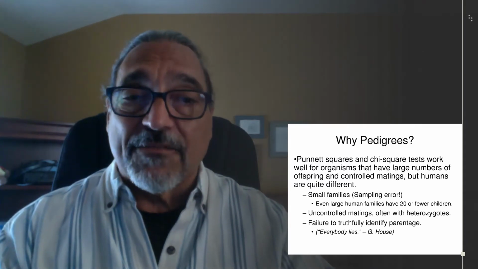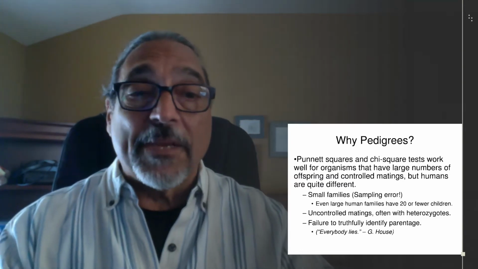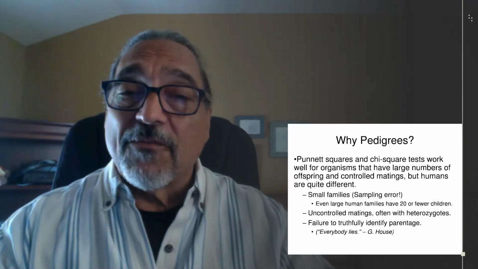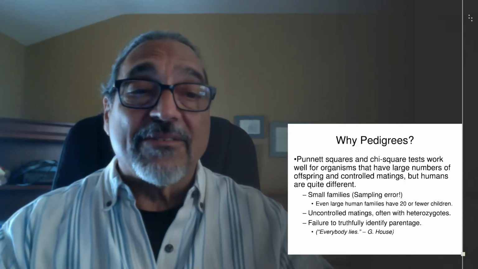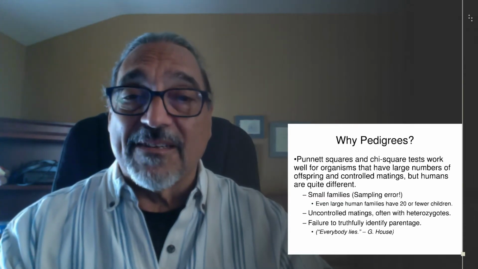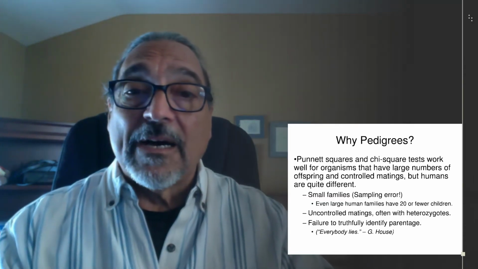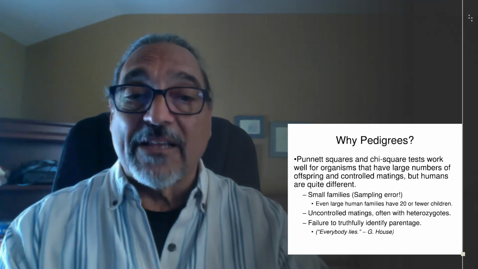And as you'll see, one of the issues with doing pedigrees is that there's a difficulty in truthfully identifying parentage. And those of you who like to stream during the pandemic know, if you've watched House MD, the lead character says everybody lies. And in fact, we find there's quite a bit more untruthfulness in pedigrees than sometimes we may like to imagine.